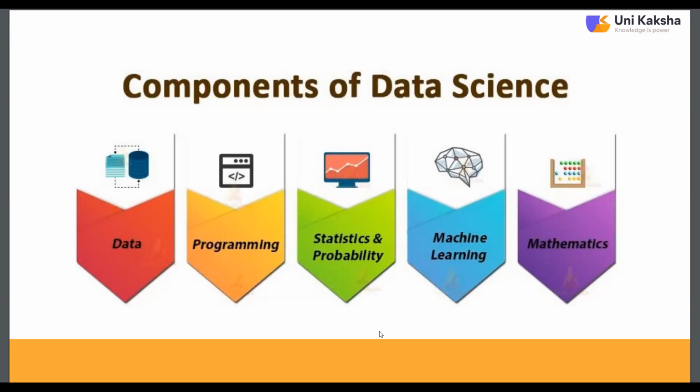So before going to build the model, there are some important things you need to understand, that is the components of data science. What different things we require. First, as I said, we require the data. Without data we can't do anything. Data is the integral part of this process. So collection of data is the important part.